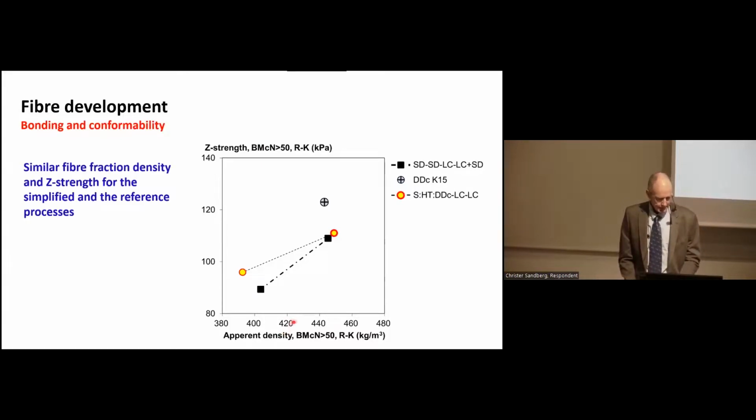And what you can see here is the final pulp of the reference and the simplified process. They are very close, both in density and in Z strength. The highest Z strength as a measure of the bonding ability was attained with the single stage DD refining without any sulfite. But still, it looks like you can attain the same bonding ability with a simplified process.